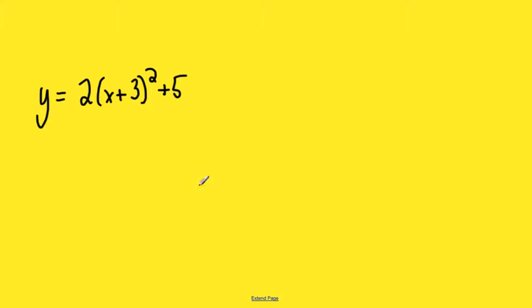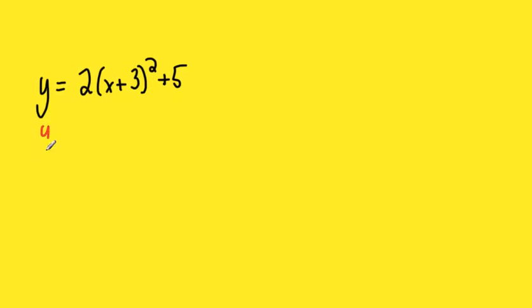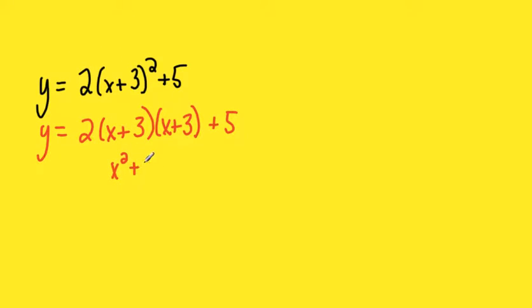Alright, this one's a little bit different. The first thing you have to deal with is the parentheses. So, again, you write that twice. Now, what I would do here, sorry, there's not a squared there, I would FOIL the parentheses out. So, ignore the 2 for a minute. x times x is x squared, and then 3x, and then 3x, and then 9. So that's that FOILed. Then I add 5.